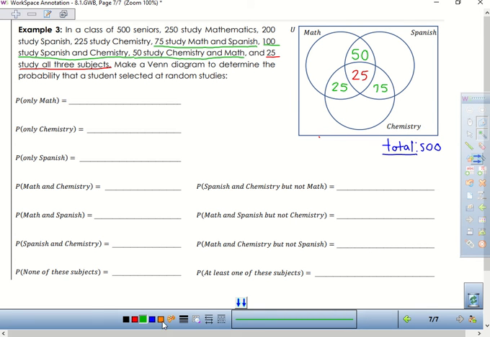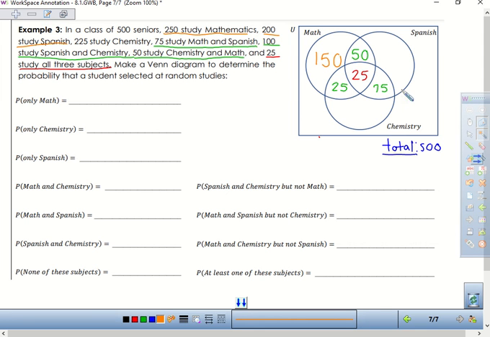And now we have to go to the furthest layer out, and we have to do each individual subject. Now keep in mind, 250 represents the total number of students that study math. But we already have some students in the math circle. So how can we find how many just study math? Subtract. You're going to do 250 minus 50 minus 25 minus 25. So 150 people only study math. Can I get Spanish?